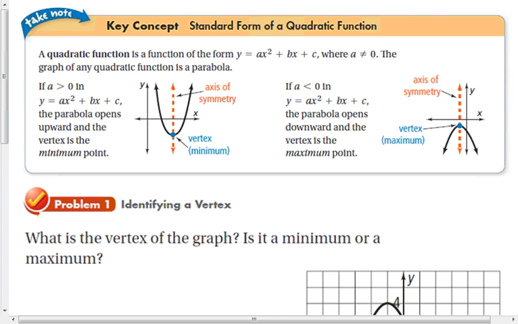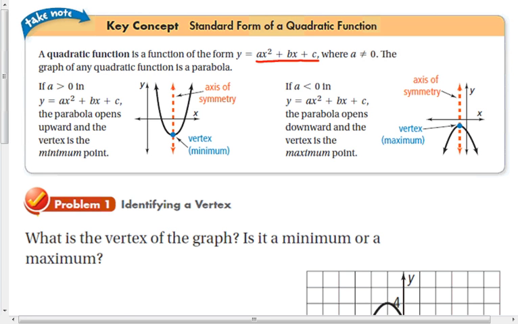All right, here's an important concept here, the standard form of quadratic function. A quadratic function is a function of the form y equals ax squared plus bx plus c, where a is not equal to 0. The graph of any quadratic function is a parabola. And here's some important things about that parabola. It will be symmetric. There will be an axis of symmetry, so the line of reflection, if you will.